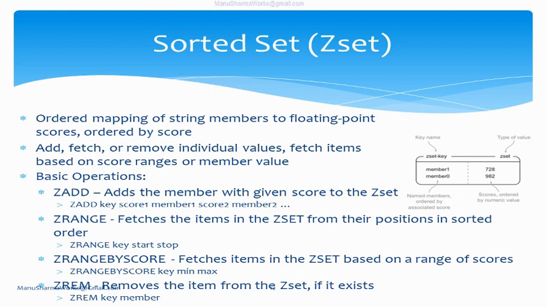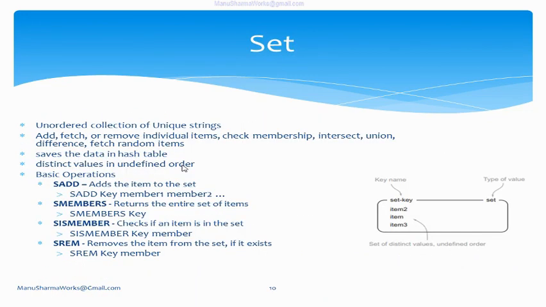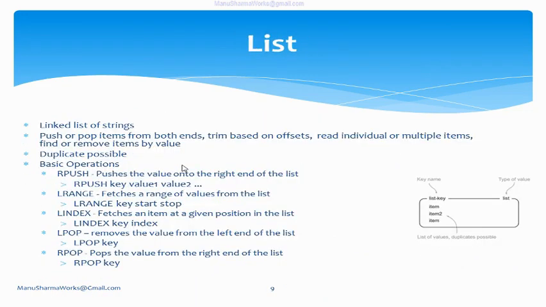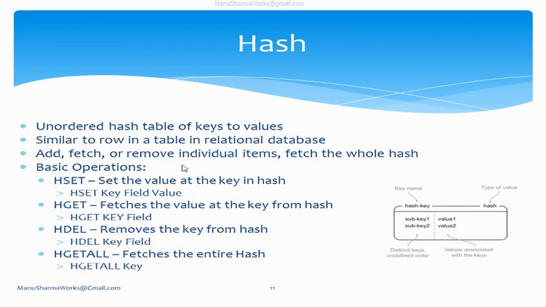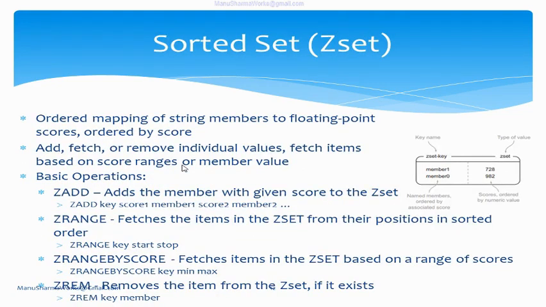And in order to remove a member from the sorted set, you can use ZREM key member. It will remove this item. Again, if you want to delete the entire key itself, then use the DEL key command that I explained in the string slide. So we have covered all of these 5 data types: string, list, set, hash, and sorted set.